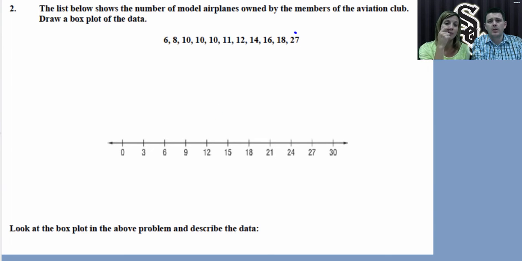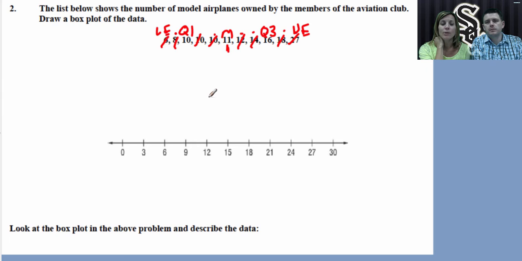Okay, step 1, he needs to find us our median. Since it's already in order, we need to skip ahead. 11 stands beside, and then 12 and above is the upper, and 10 and below is the lower. So he's crossing them off to find a quartile 3 of 16, and crossing them on the lower half to find a quartile 1 of 10. He also needs to label the 6 as our lower extreme, and the 27 is our upper extreme.